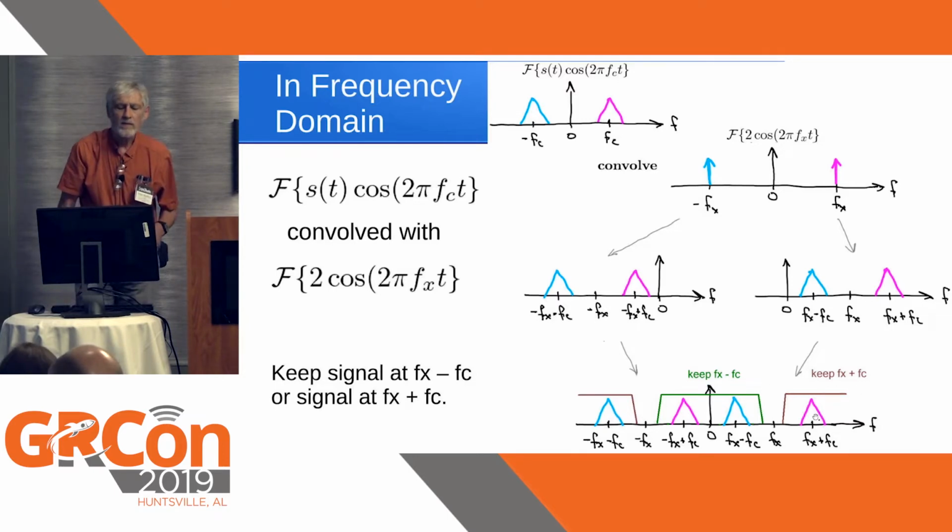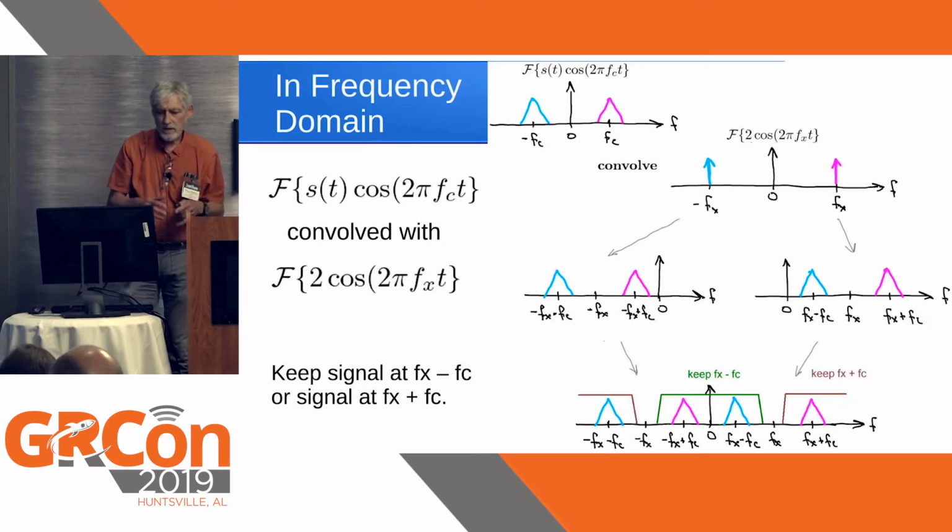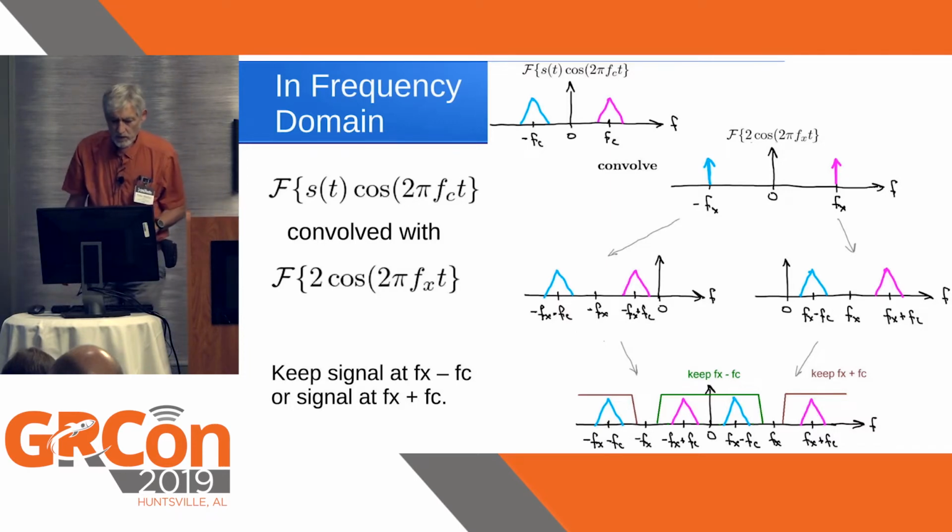So you get one which is at the higher frequency and one at the lower frequency, and you choose which one to keep. For example, with a low-pass filter, you keep the one here, close to 0. With a high-pass filter, you keep those which are out at the higher frequency, the sum of the two carrier frequencies.